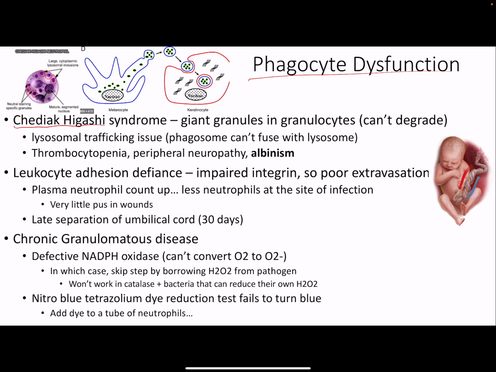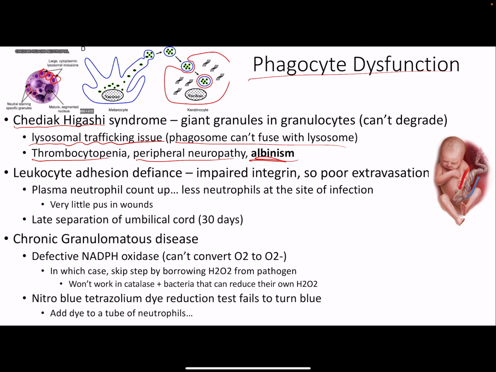So Chediak-Higashi syndrome. Basically, there's a lysosomal trafficking issue. So you can't fuse, it's kind of, again, a cytoskeletal issue. To fuse the phagosome with the lysosome, we need a functional cytoskeleton. And we can't fuse it there. So you just get these large lysosomal inclusions as a result of not being able to fuse them. And similarly, we get thrombocytopenia and peripheral neuropathy.